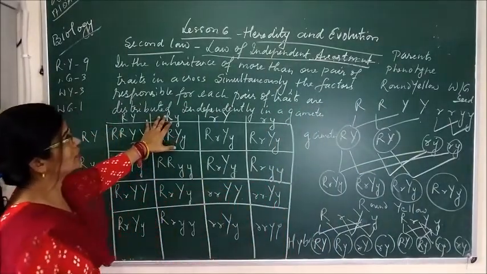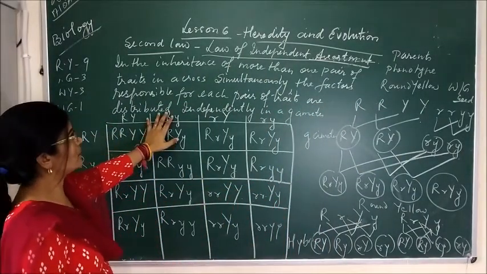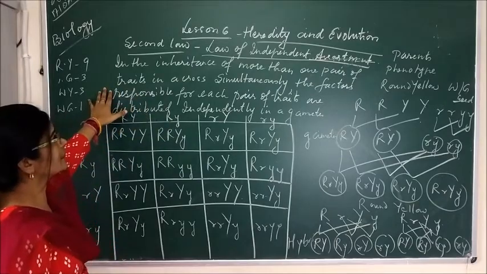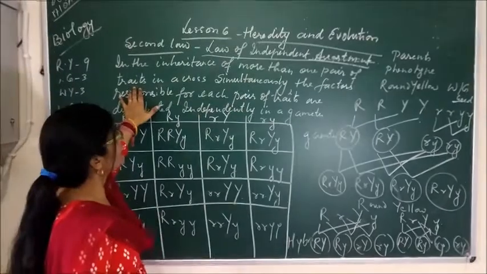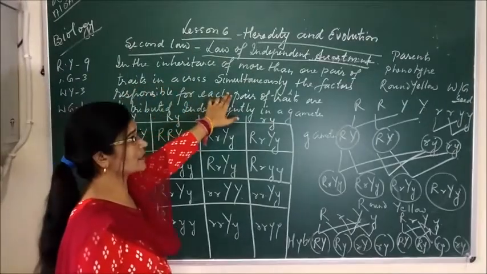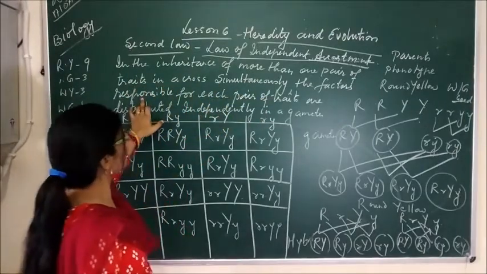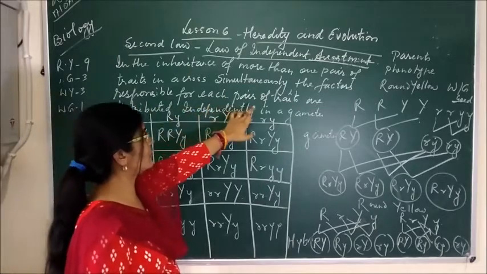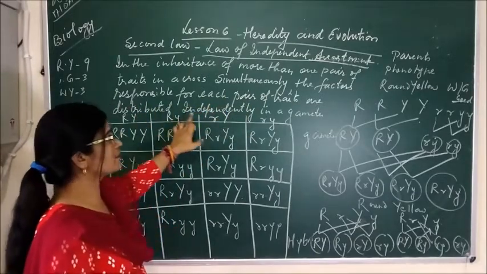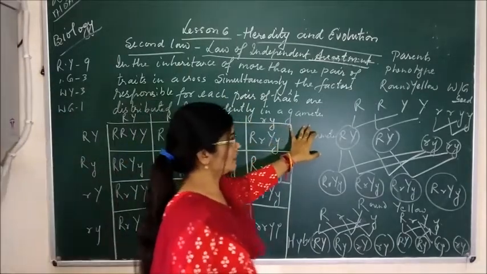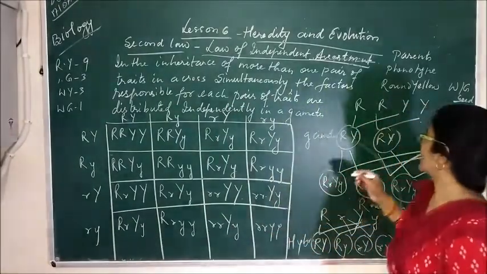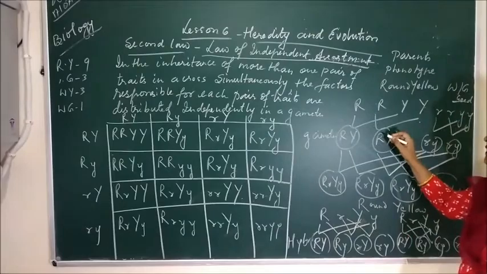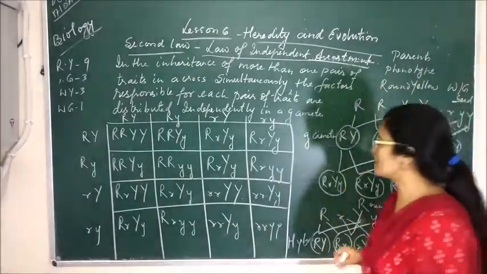According to the second law of independent assortment, Mendel said that in the inheritance of more than one pair of traits in a cross simultaneously, the factors responsible for each pair of traits are distributed independently in the gametes. As I told you, Gregor Mendel took two different characteristics of the pea plant, that is the shape and color of the seed.